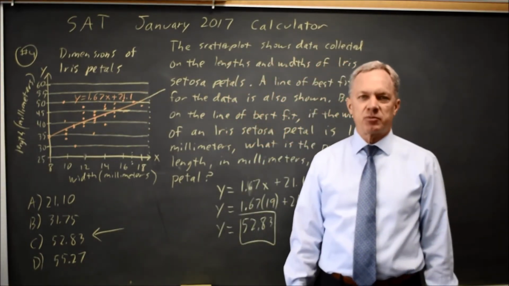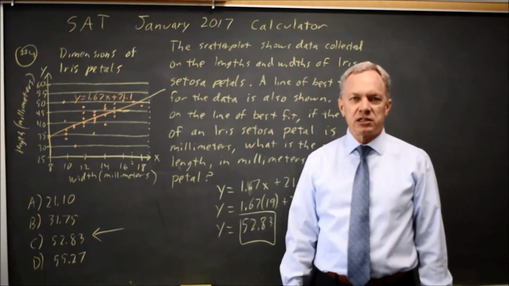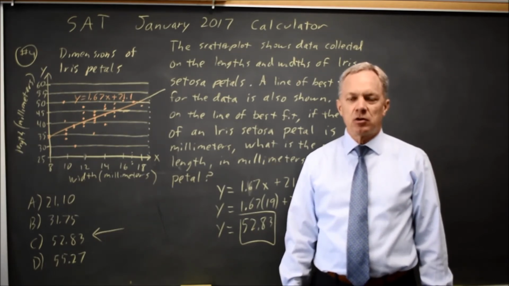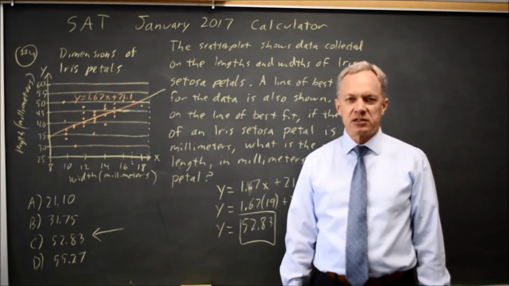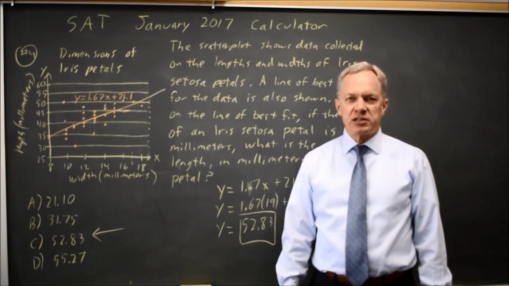We have a number of ways approaching this. The important thing is to either compute accurately without careless errors, or estimate accurately, keeping in mind where 19 is on your x-axis. College Board often asks you to interpret data from a line of best fit.